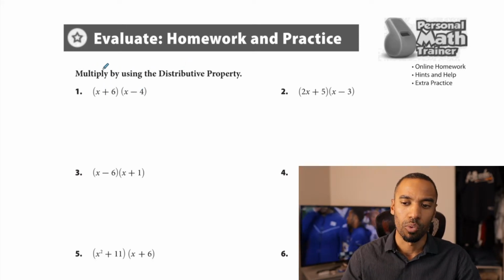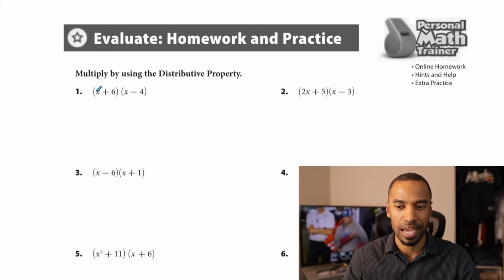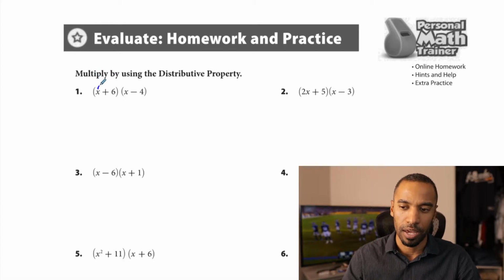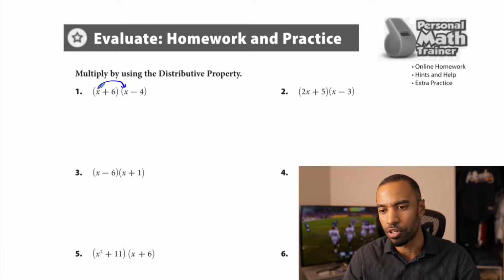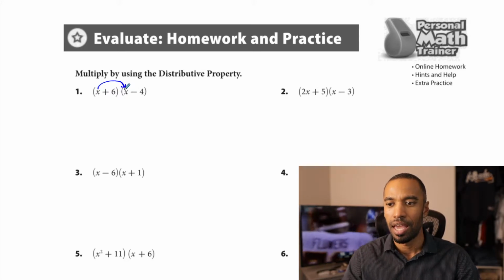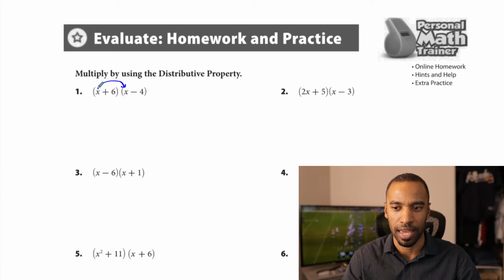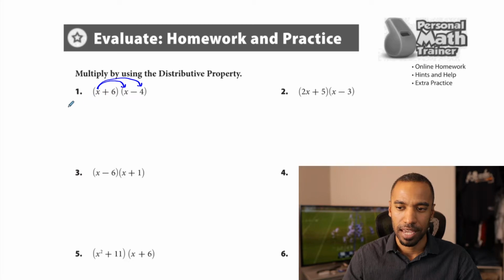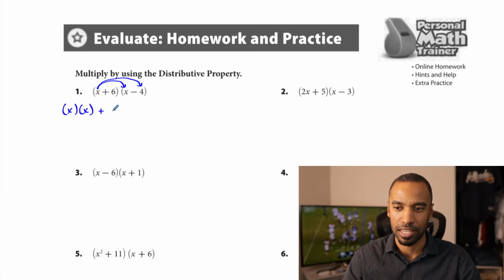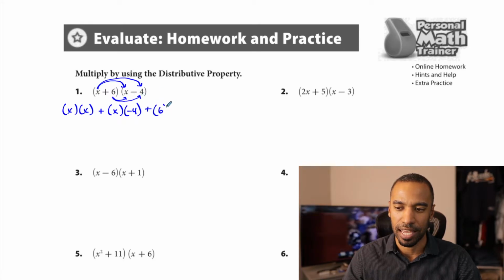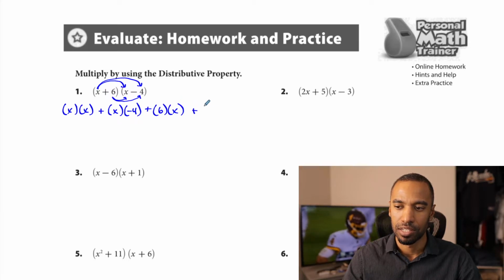So what I can do here when it comes to distribution is I take the x and I will multiply it with this x over here, because if you notice, it's x plus 6 times x minus 4. So I'm going to multiply the x with x and the x with negative 4 like this. And x times x will be there, and then I'm going to add that with x times negative 4. And then I'm going to take the 6, and I'm also going to multiply it with the x and with the negative 4. So I'll add 6 times x plus 6 times negative 4.